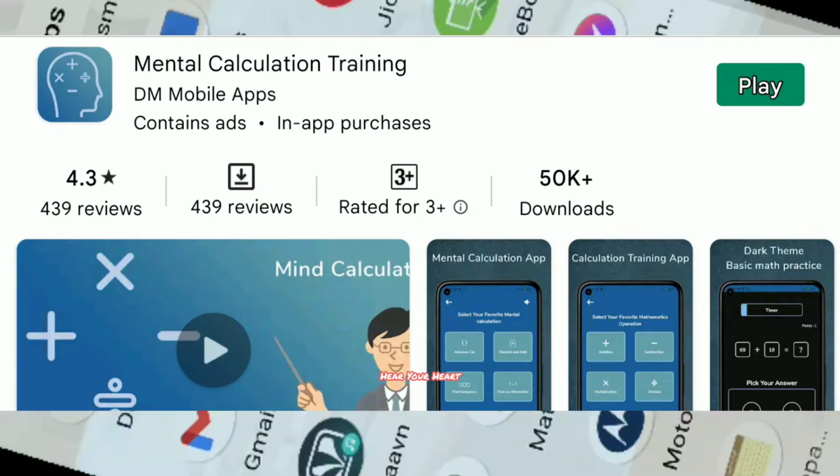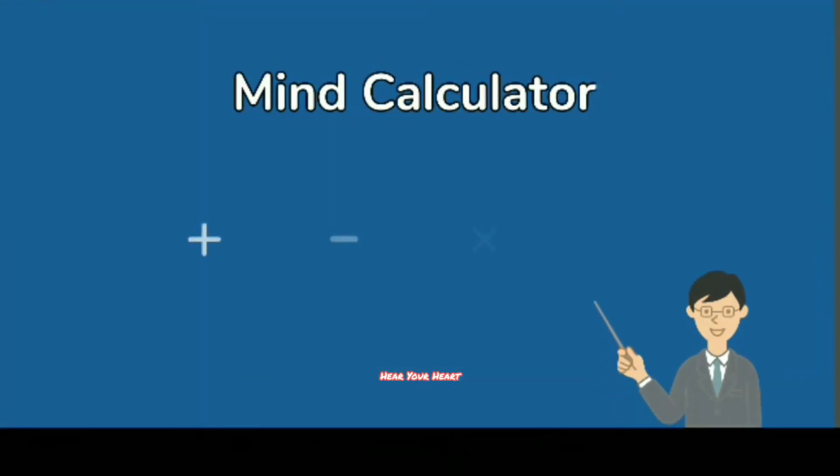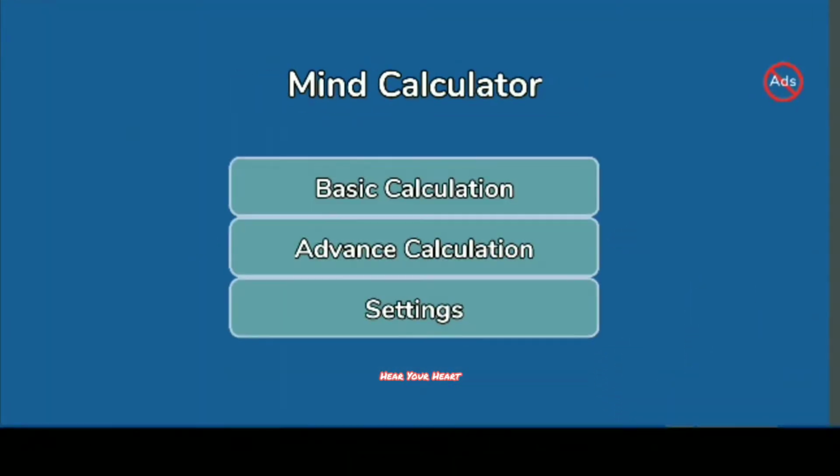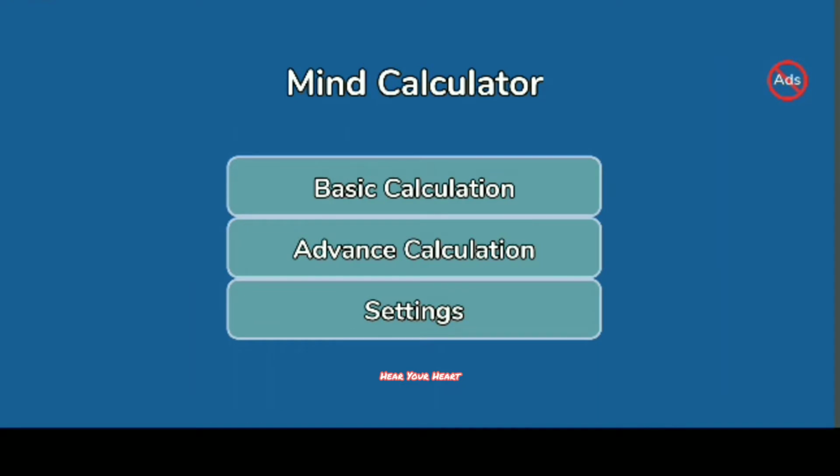Friends, I'm showing you an app called Mind Calculator. It's a game app, but it's helpful for your calculations. So it will improve fast calculating. It has three options: basic calculator, basic calculation, and advanced calculation. And one is to change the settings and to give you the information about all.